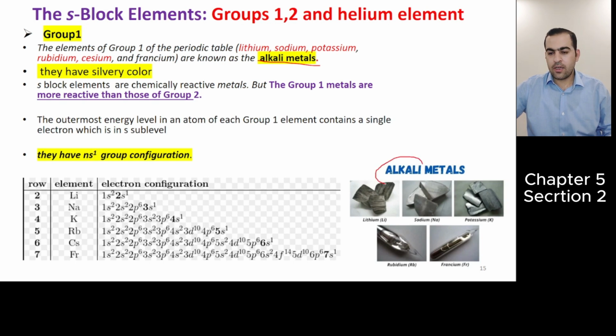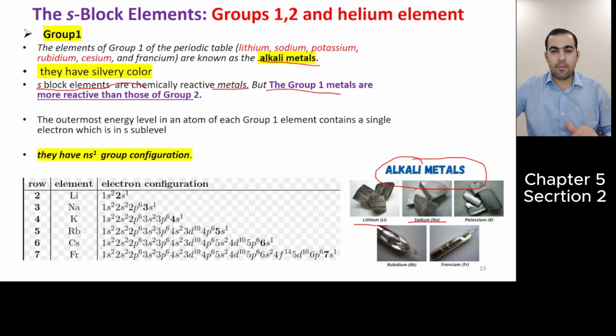Look here, alkali metals. They are all solid at room temperature. Look, their color is silvery. This here is important too. S block elements are chemically reactive metals. Basha, group 1 and group 2 are reactive metals.